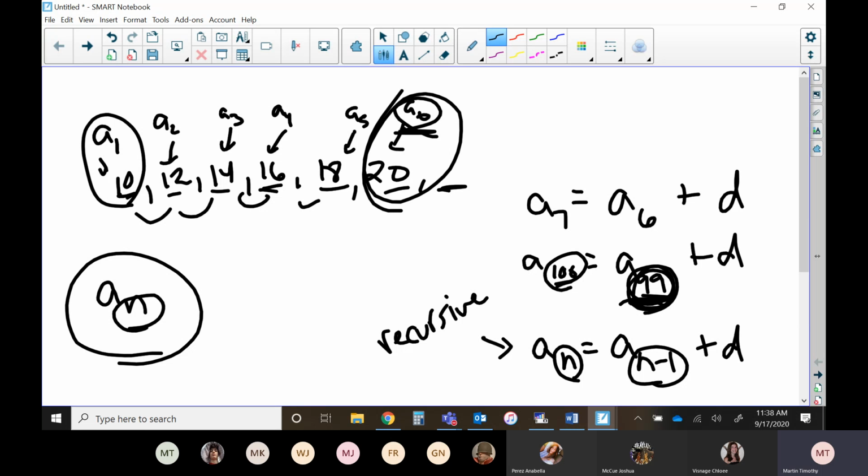If I told you what the 99th term was, and I told you the common difference, would it be okay to use the recursive formula to find the 100th term? Yes. When do we not want to use the recursive formula? When I don't know the term in front of it, or even close to it. I don't want to use the recursive, because the recursive has to have the term in front of it, and then I can add the common difference.